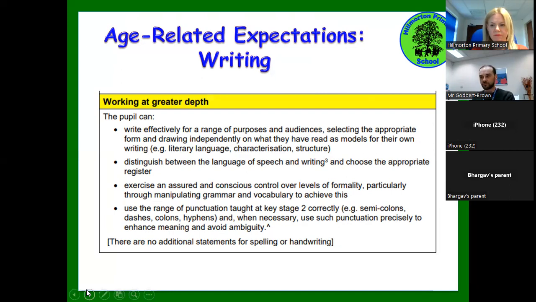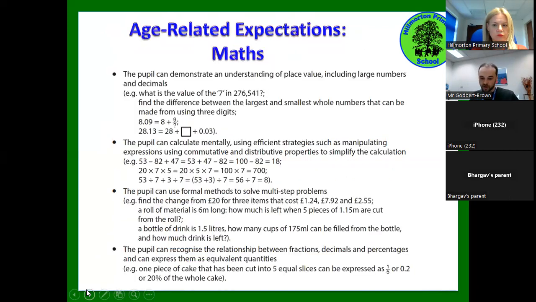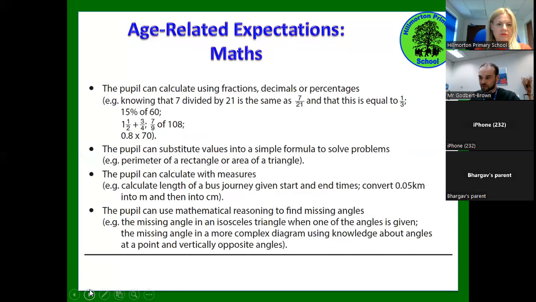So it's the same as for working at the expected standard, but then in addition, these extra bullet points as well. And then maths for the age-related expectations. There are all these different areas. There's a lot of different areas in maths, and that's why there are the 3 papers that they do, and we'll be going into a bit more detail about what the differences for those are. But if you just have a look at these on here, you can see all the different bullet points. There's using formal methods, some mental calculations, understanding of place value, fractions, decimals, and percentages. And there's more on the next slide as well.